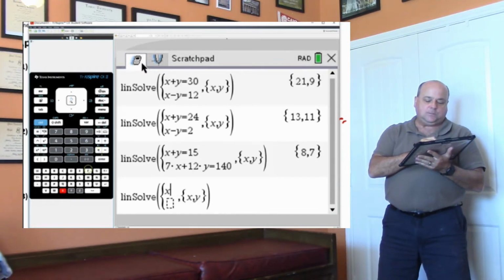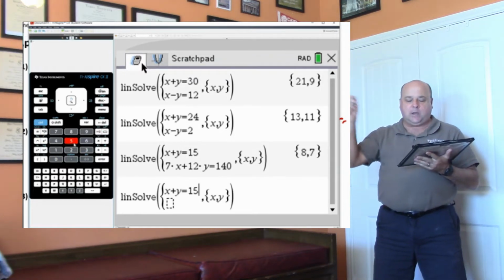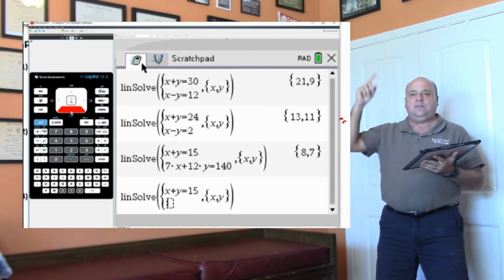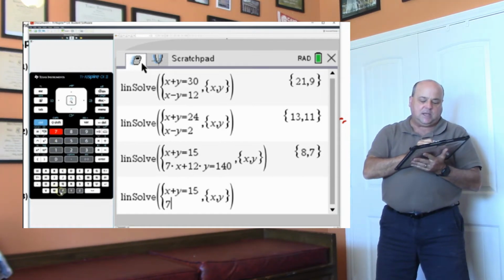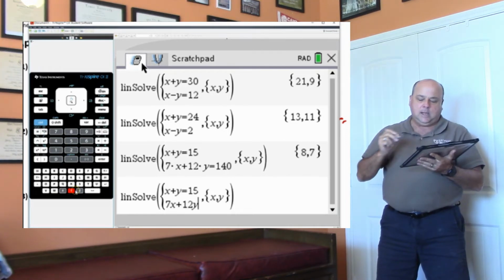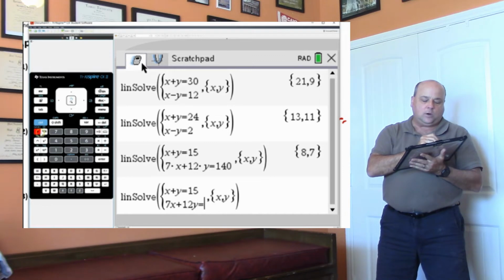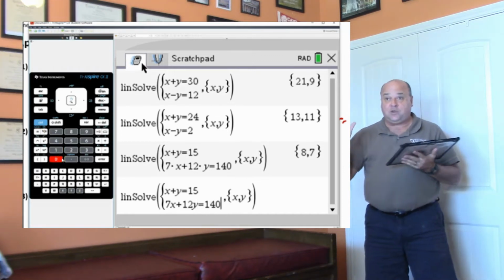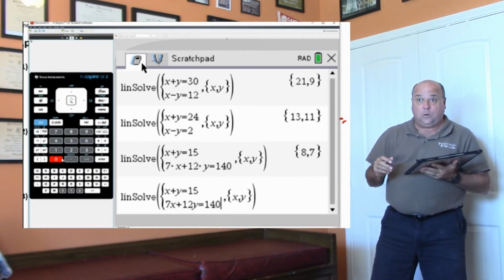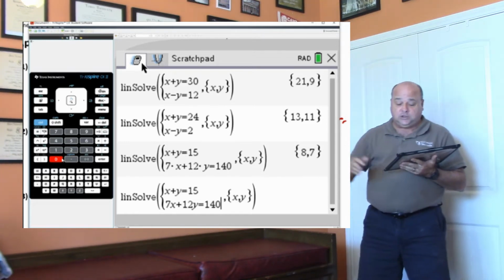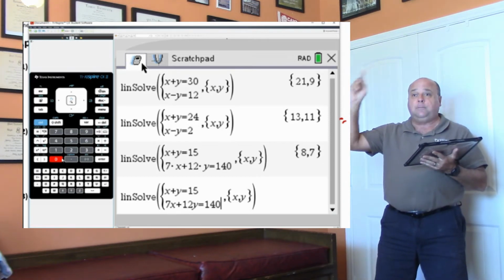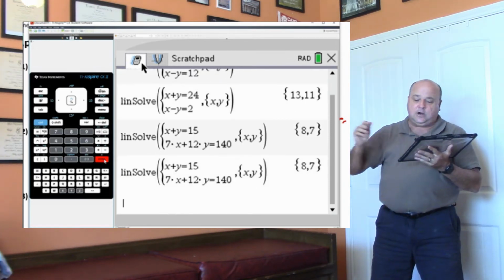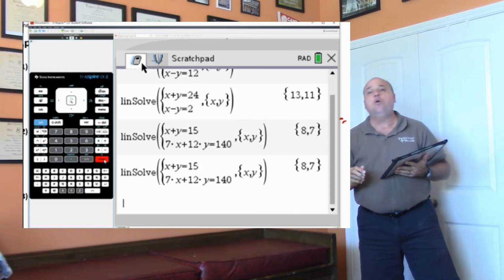So we're going to type X plus Y equals 15. Hit the down button. Now I have 7-inch plates, so 7X, plus 12-inch plates is 12Y, and the total number of inches was 140. Now make sure those equations are right. If you got the wrong equations in there, the calculator won't work. Those are correct. The two numbers should add up to 15. Hit enter, and bam, 8 and 7.